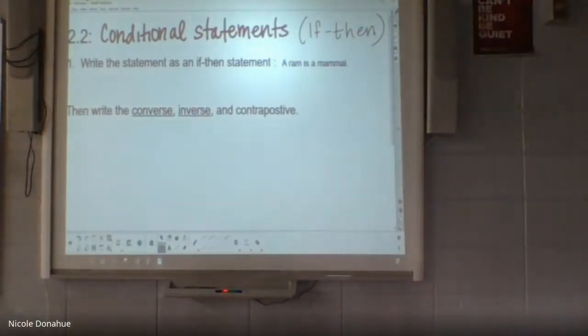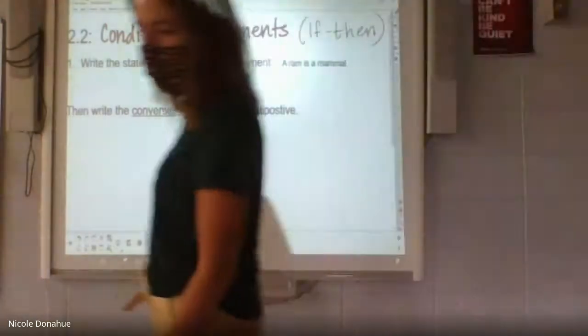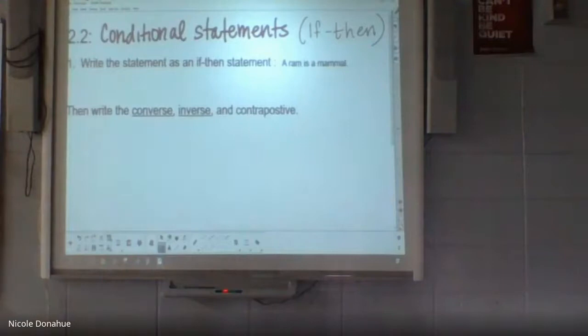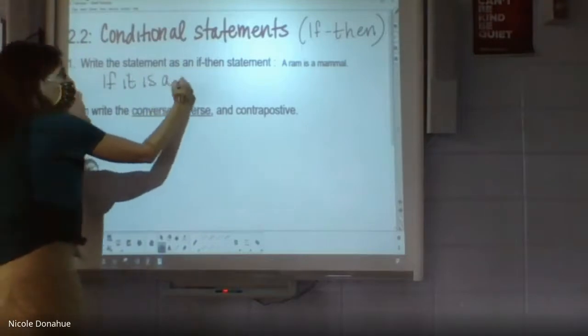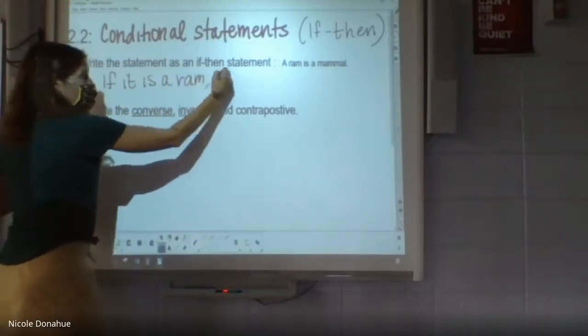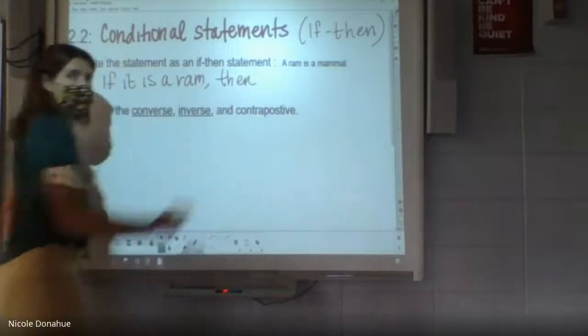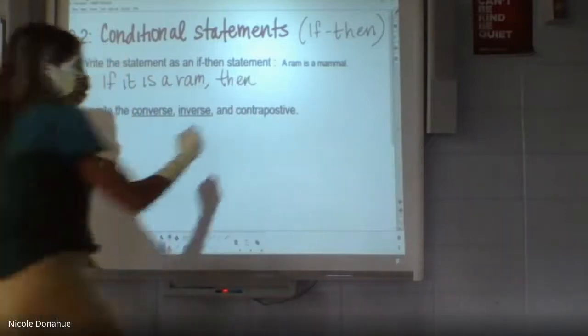So a ram is a mammal, so we want to write that as an if-then statement. So that's like if P, then Q. So if something, then this happens. So a ram is a mammal. So it's saying if it's a ram, then what? It's a mammal, yeah.